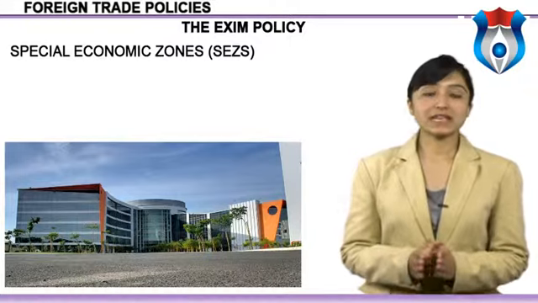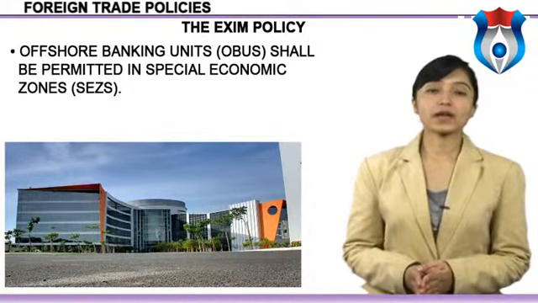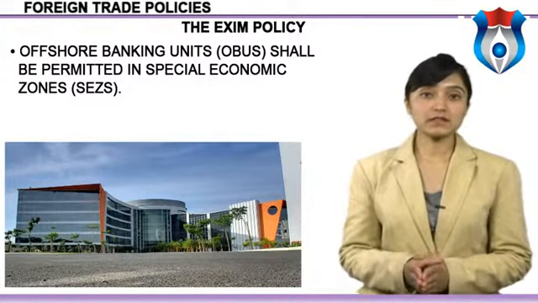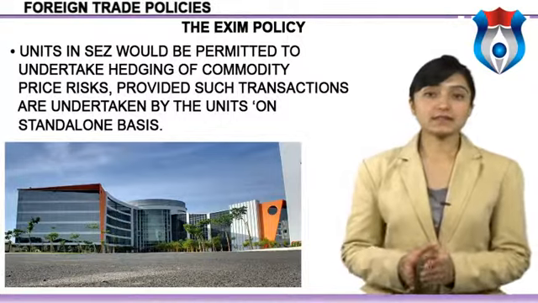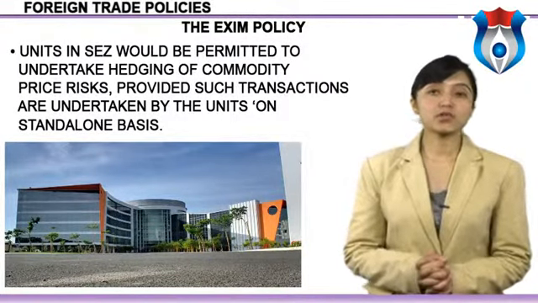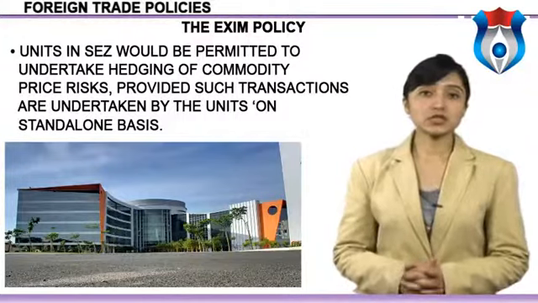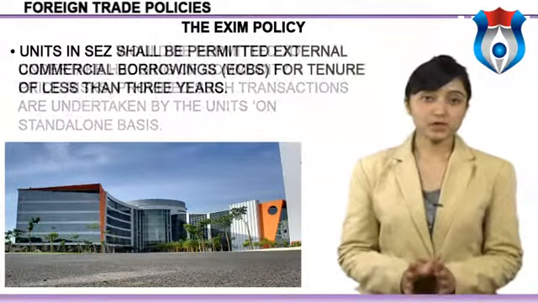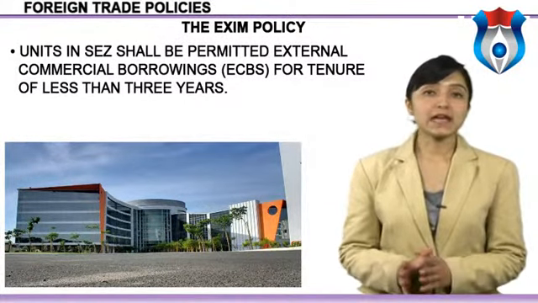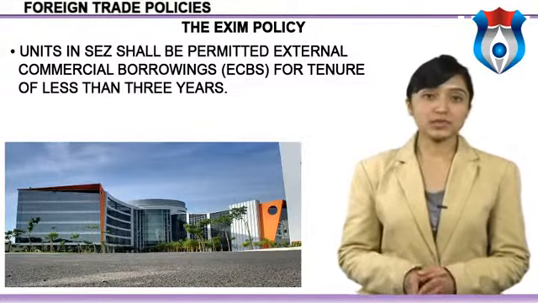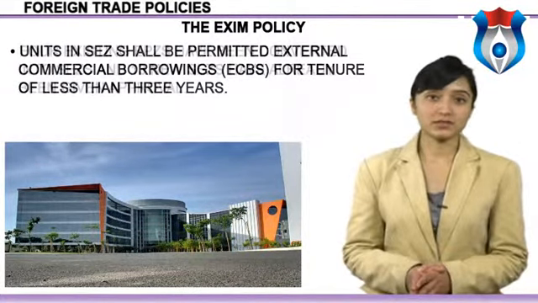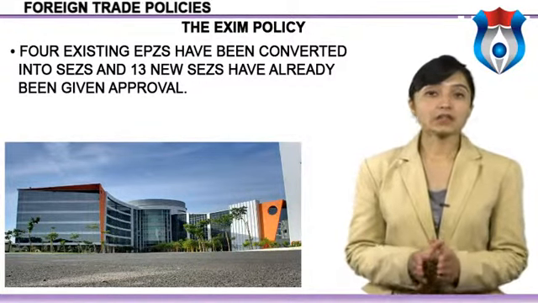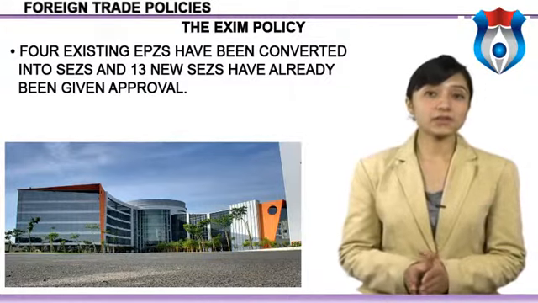Special Economic Zones (SEZs). Offshore banking units (OBUs) shall be permitted in Special Economic Zones. Units in SEZ would be permitted to undertake hedging of commodity price risks provided such transactions are undertaken by the units on a standalone basis. Units in SEZ shall be permitted external commercial borrowings (ECBs) for a tenure of less than 3 years. Existing EPZs have been converted into SEZs and 30 new SEZs have already been given approval.